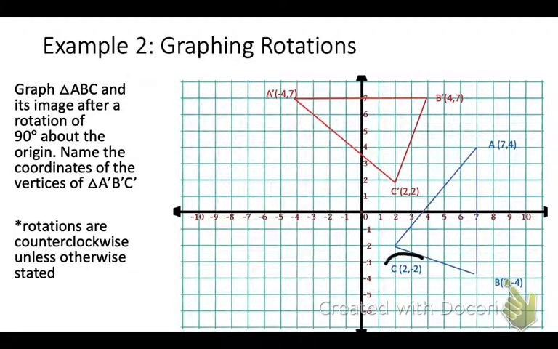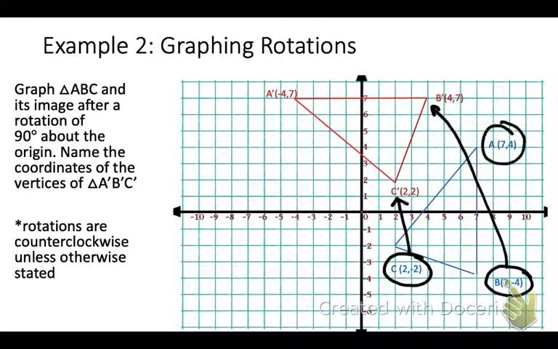So C became that. B, and it's hard to tell with C because they're both 2s, but B was 7 and -4, and now it's 4 and 7, and this was 7 and 4, and now it's -4 and 7. So take a note of that. Again, if you need to pause the video, go ahead and pause the video.